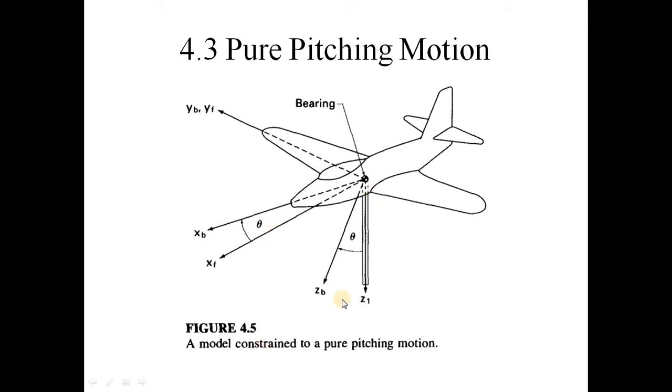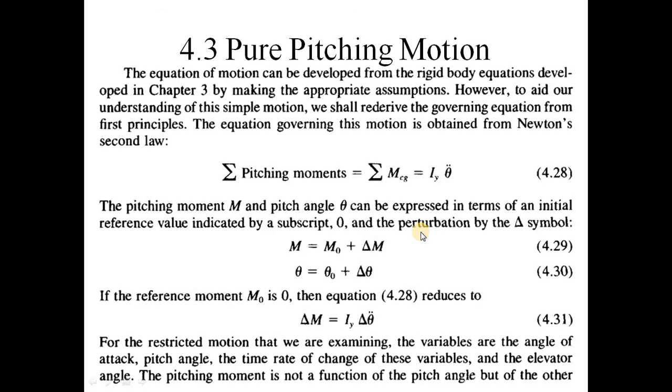Imagine a model constrained to a pure pitching motion, so there will be no translation. The aircraft is only allowed to pitch. So the equation of motion can be developed from the rigid body equation developed in chapter 3 previously, by making an appropriate assumption.